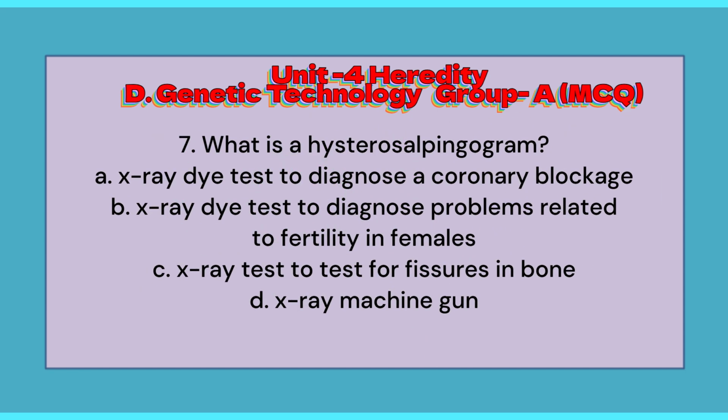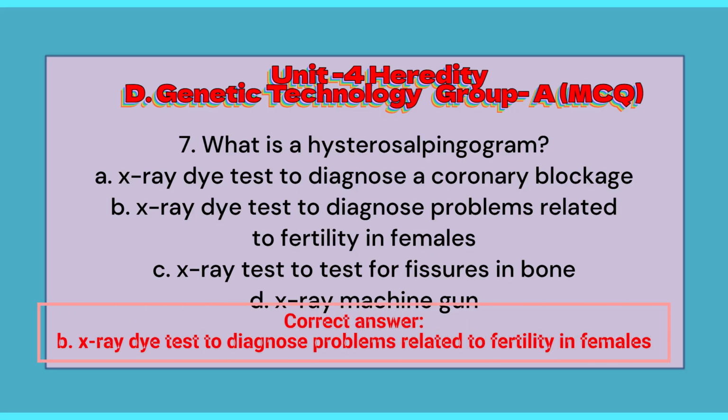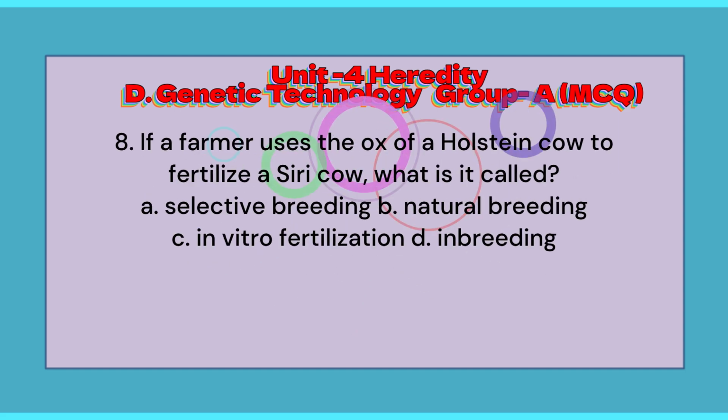7. What is a hysterosalpingogram? A. X-ray dye test to diagnose a coronary blockage. B. X-ray dye test to diagnose problems related to fertility in females. C. X-ray test to test for fissures in bone. D. X-ray machine gun. Correct answer: B. X-ray dye test to diagnose problems related to fertility in females.